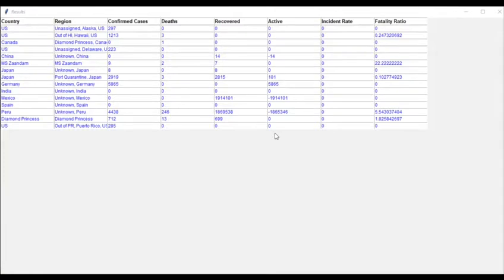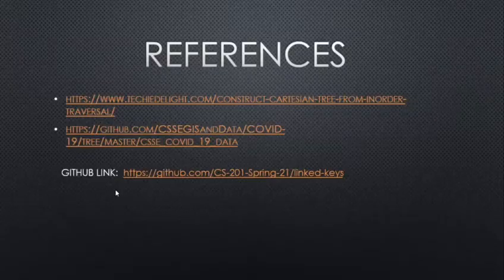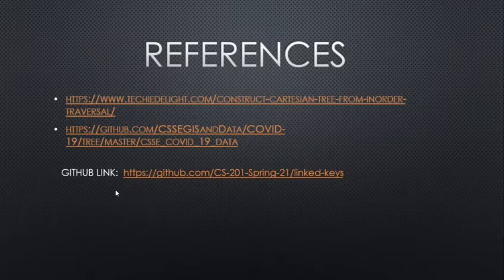There you go. All this data that you see was taken from Johns Hopkins University regarding the ongoing global pandemic. You can find the reference to this in our slides. All the resources are uploaded on GitHub repository along with the original code and our Python implementation of the Cartesian tree.